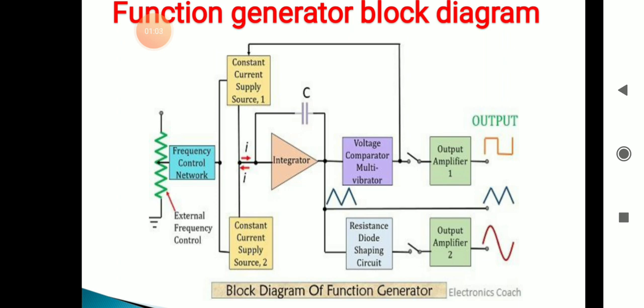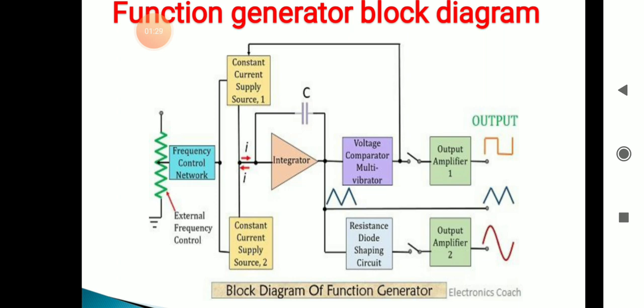First we will discuss what a function generator is. A function generator is an instrument which produces different functions or waveforms at the output. Means what? At the input side there is a function generator, you can take one probe and connect it to the CRO at the output side. On that CRO you can observe the different waveforms.